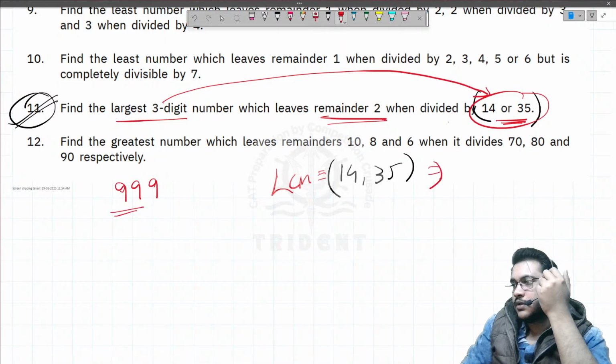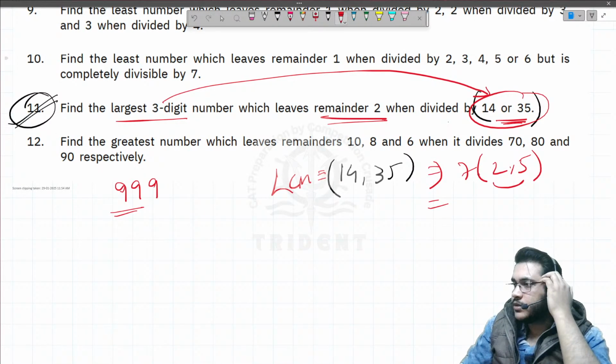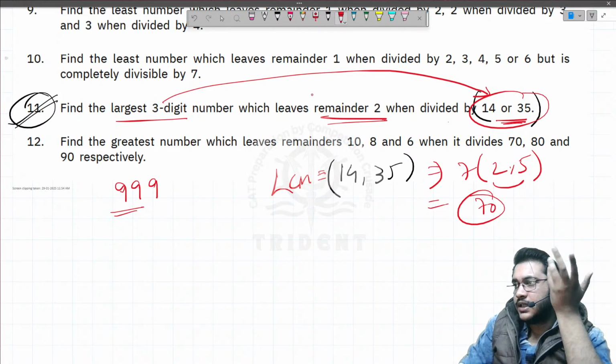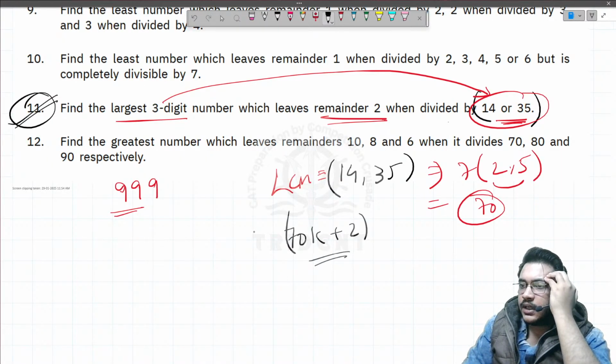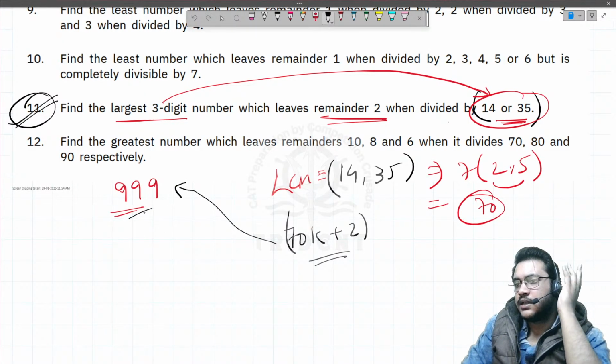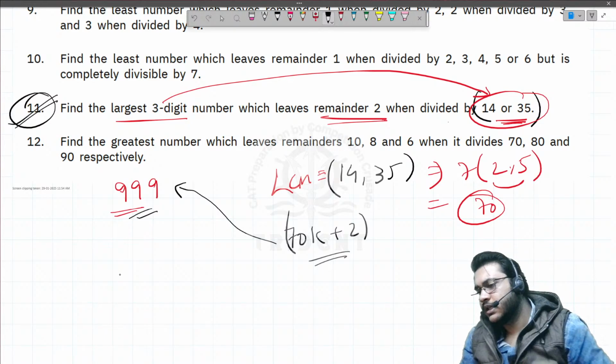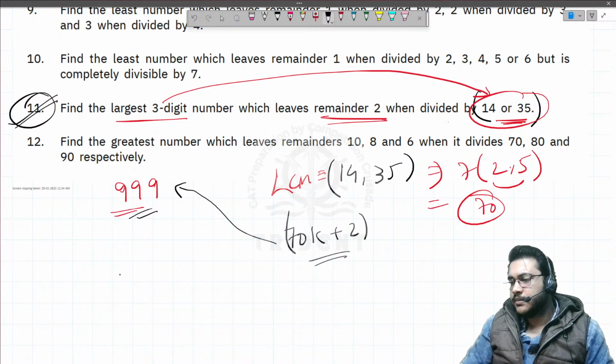So this is 7 into 2 into 5. So this is how much? 70, right? Effectively, the number that I'm looking for is of the form 70k plus 2. Okay, up to here we have understood this, and we need the largest number around 999. So how will we find it? If you remember the tables, then it will become very easy.